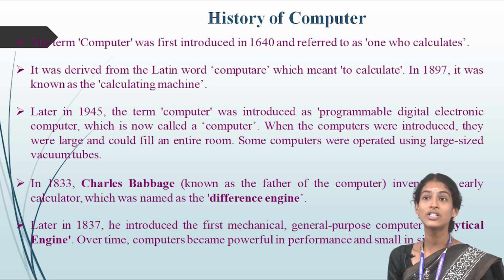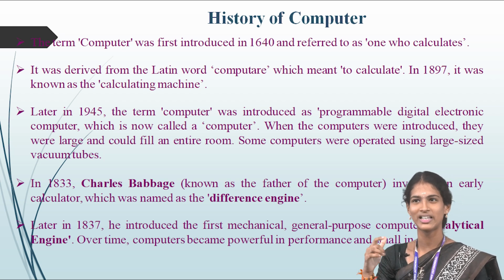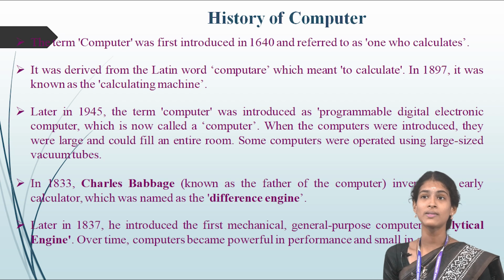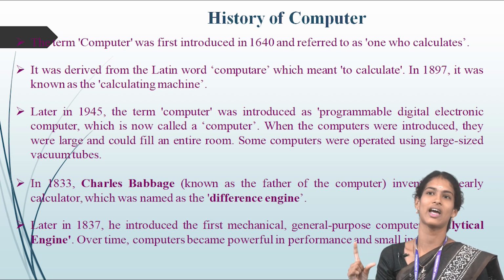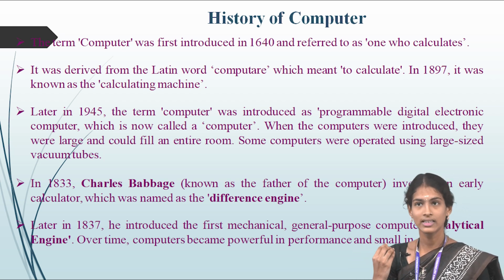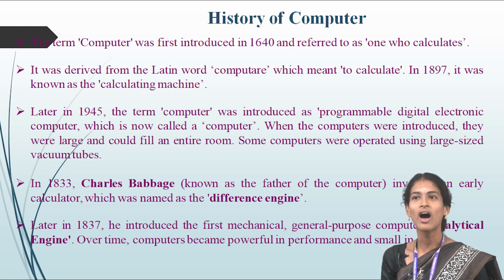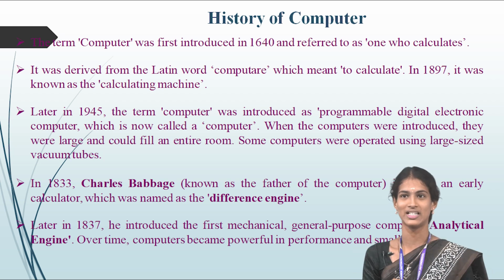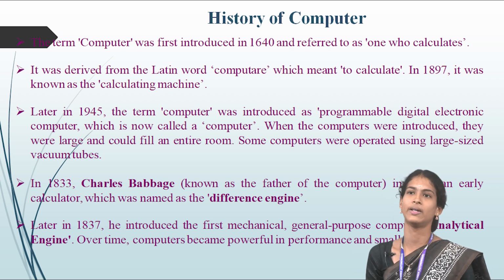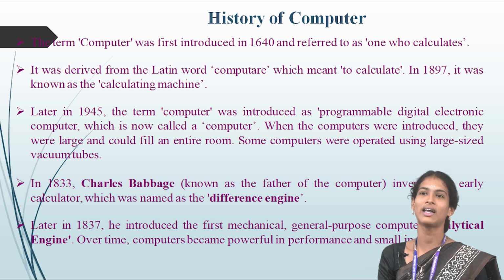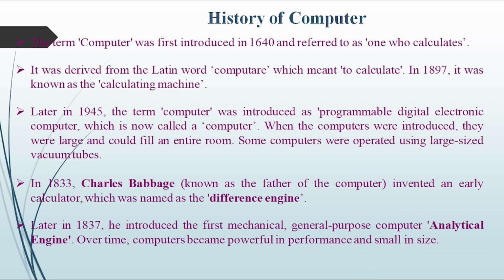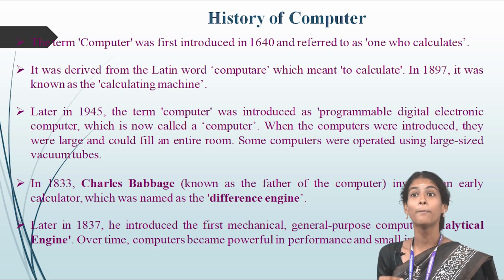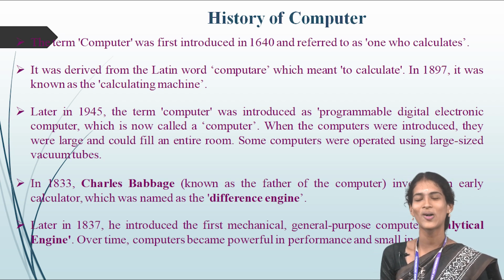When the computers were introduced, they were large and could fill an entire room. Some computers were operated using large-sized vacuum tubes. In 1833, Charles Babbage, who is known as the father of computer, invented an early calculator, which was named the difference engine. Later in 1837, he introduced the first mechanical general-purpose computer, called the analytical engine. Over time, computers became powerful in performance and small in size.